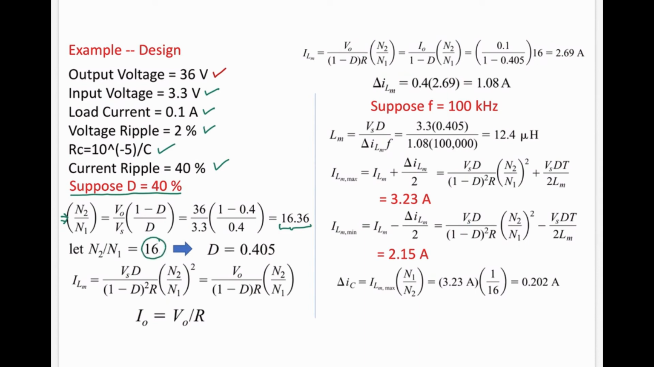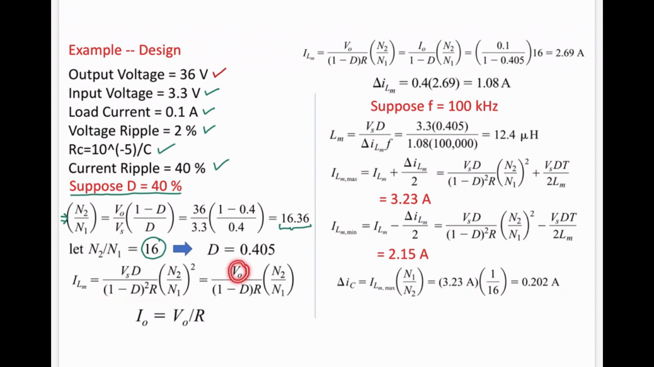And then we recalculate using this expression: if we take N2 by N1 equal to 16, and we set up our required output voltage and the input voltage, what should be the duty cycle? The duty cycle comes out to be 0.405 with the whole number turn ratio.